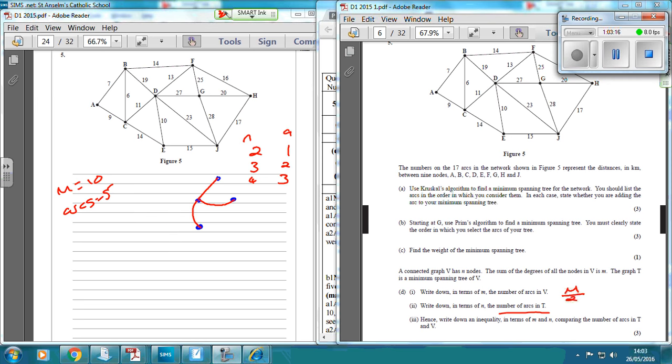So whatever the number of nodes is, the number of arcs is going to be 1 less than that. So what does n stand for? A connected graph has n nodes. So for the minimum spanning tree, the number of arcs is going to be 1 less than the number of nodes. So it's going to be the number of nodes, take away 1, and that's going to be the number of arcs.